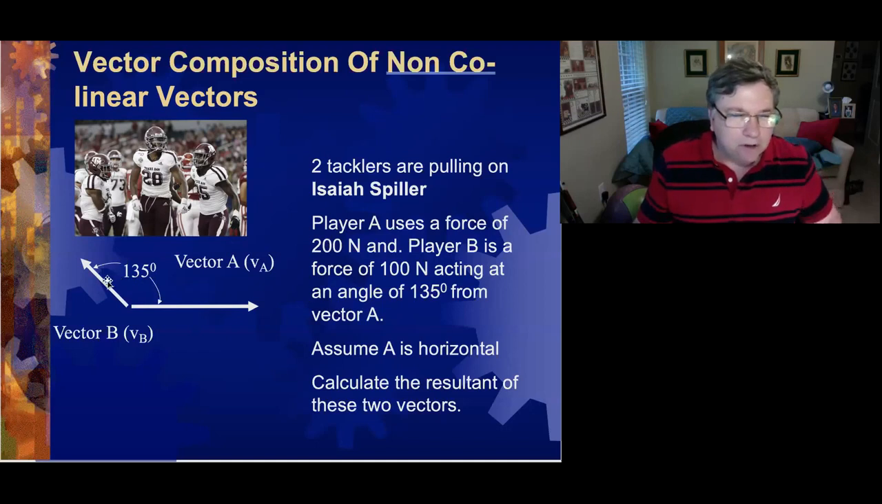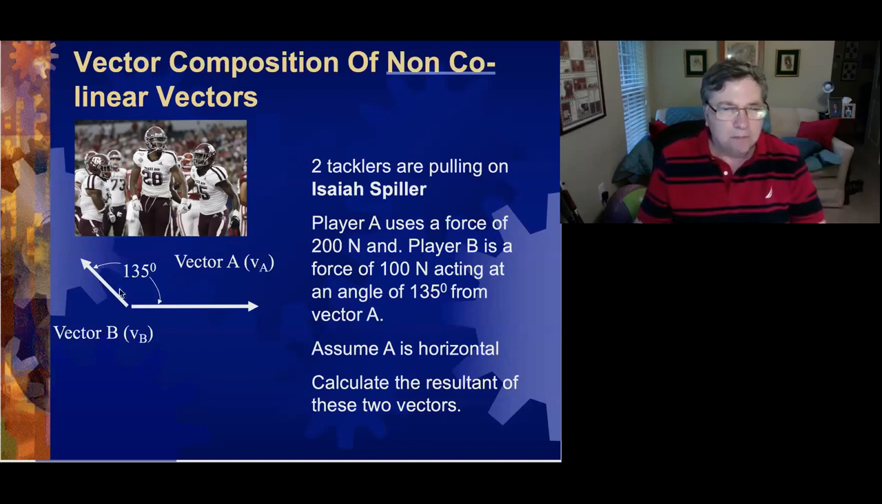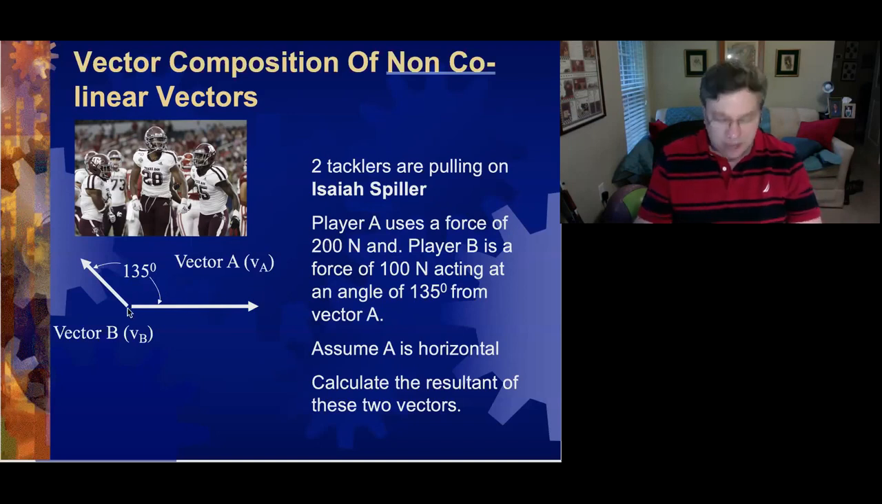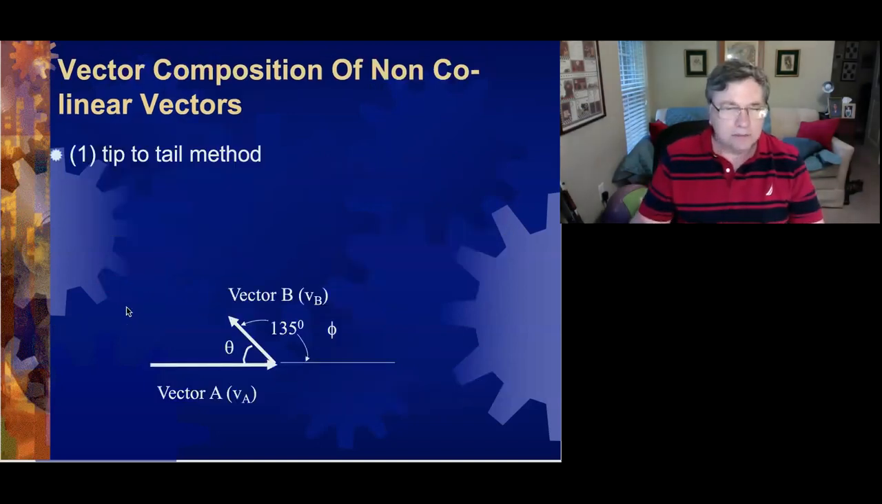So what we're going to have to do is move one of these vectors, probably vector B, so that the tail of that vector touches the tip of the second one. There we go. Then the net vector will be from the beginning of vector A, which was 200, to the end of vector B, which was 100.